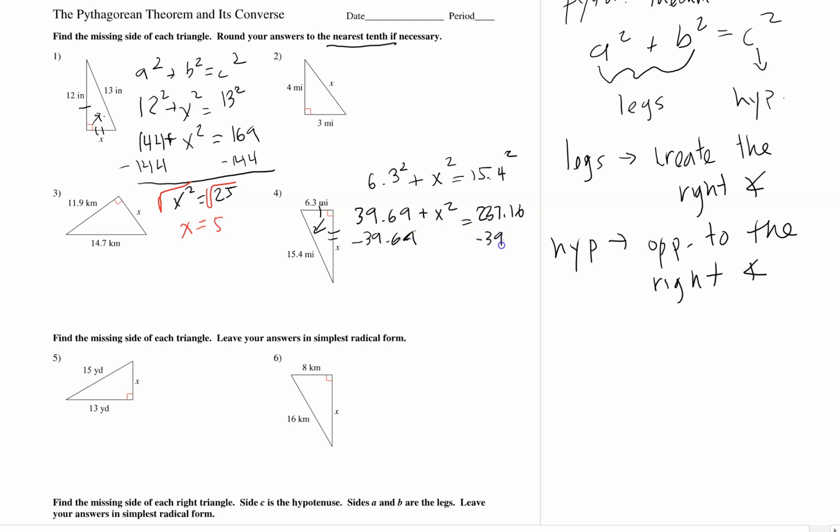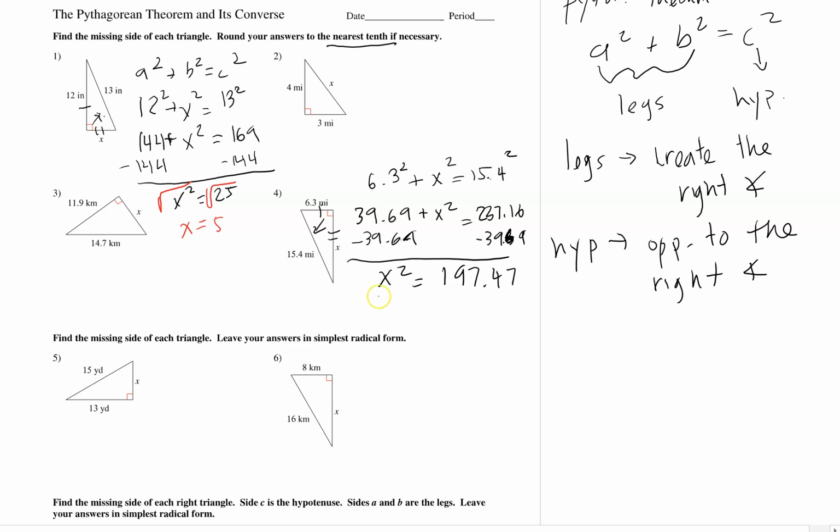Subtract that right there. So I have x squared is equal to 237.16 minus 39.69. Let me change that. That should be a 6 right there. Okay. Subtract it, and I have 197.47.